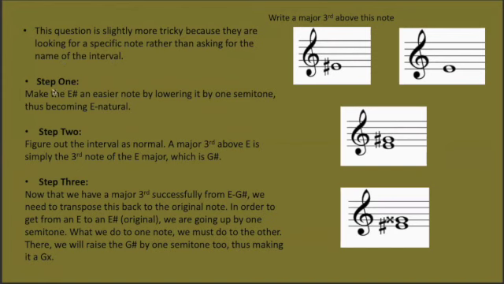So step 1, we make the E sharp an easier note by lowering it by 1 semitone in this case, because if we do, it becomes an E, which is a lot easier. If you make that an E flat, lowering it by 2 semitones, I just feel like that's an extra step. Of course, it will still work out, but you want to find the easiest way to do it.